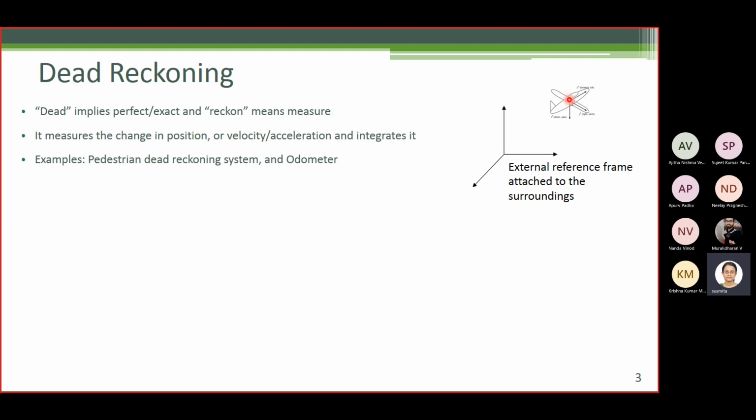So we are going to define different frames later. For the time being, just assume that there is an external reference frame with respect to which we get the components of the position.